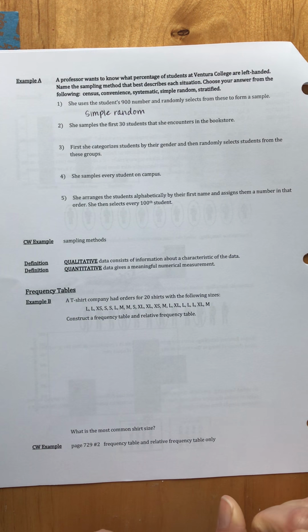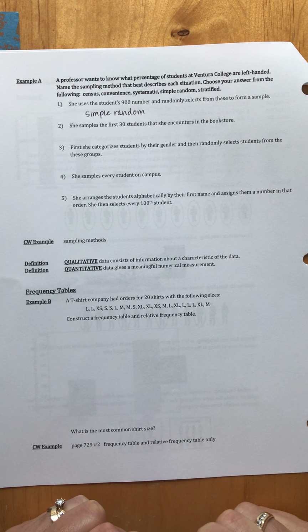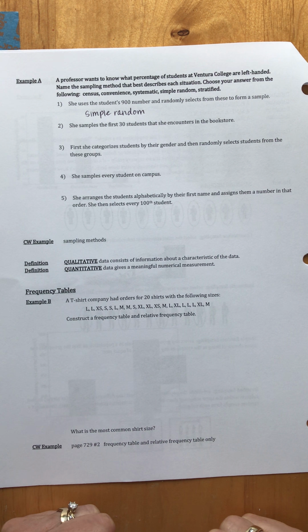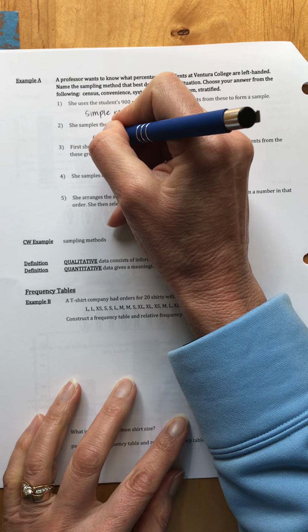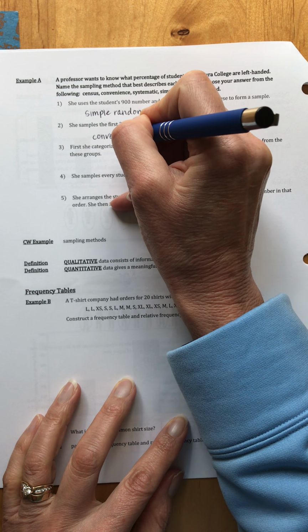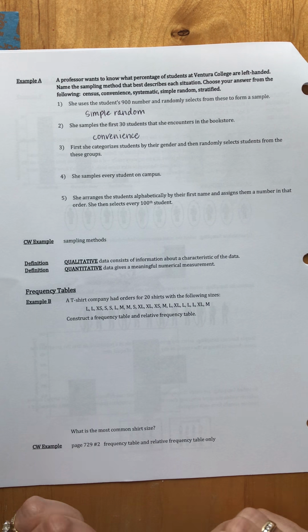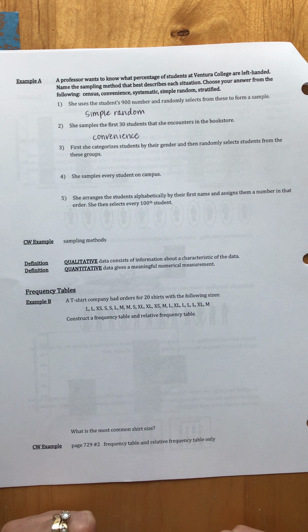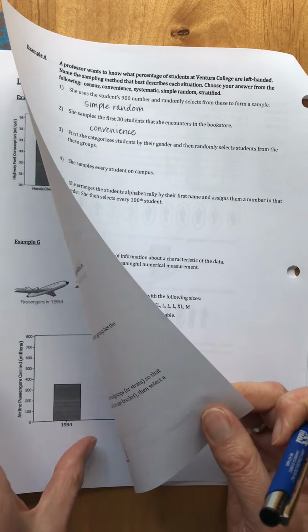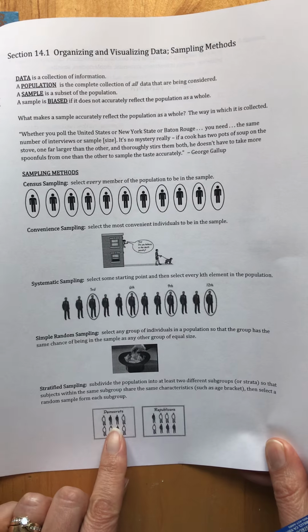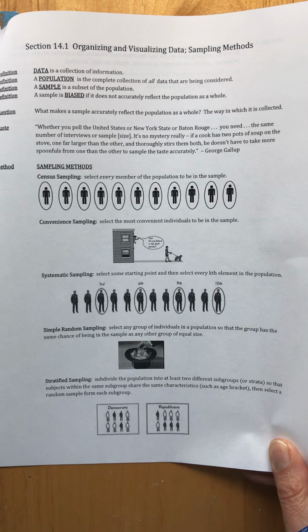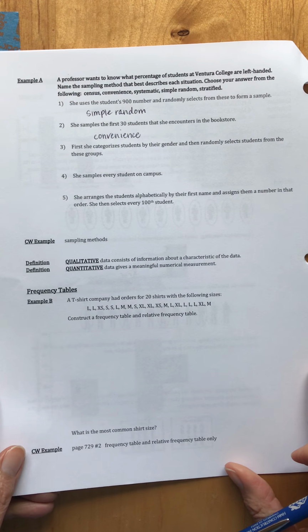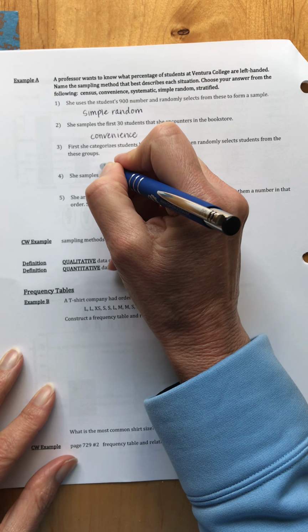Okay, second example. She samples the first 30 students that she encounters in the bookstore. Well, that would be a convenience sample. All right. First, she categorizes students by their gender and then randomly selects students from these groups. So this is the one that, if you look back here, is this type where we're putting them into two groups. Okay, so that is stratified. So let's write stratified.